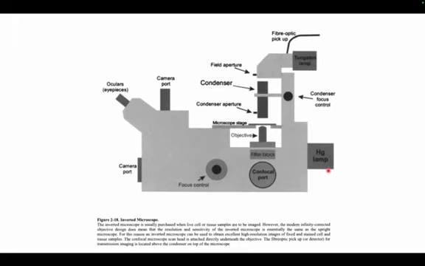Similarly, in the inverted microscope, as we discussed, the light source is on top. Then you have the condenser, you have the stage, objective, and the eyepiece.